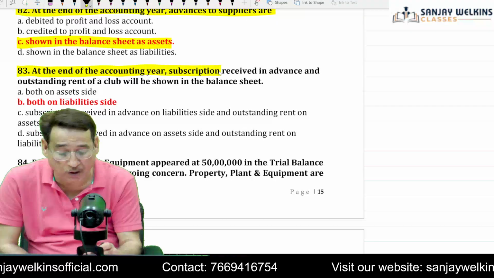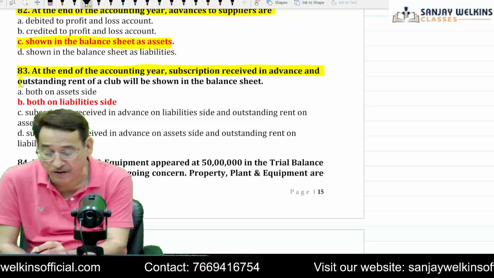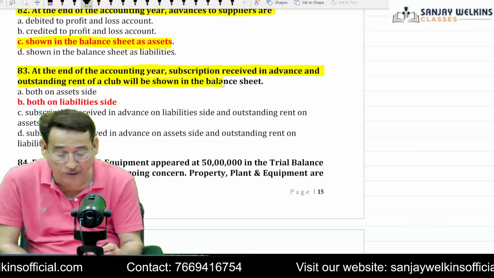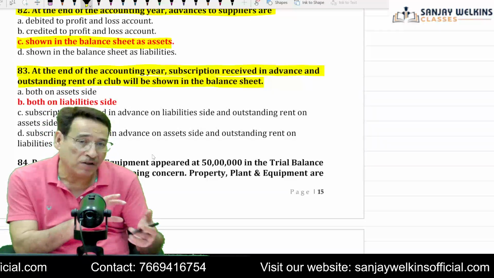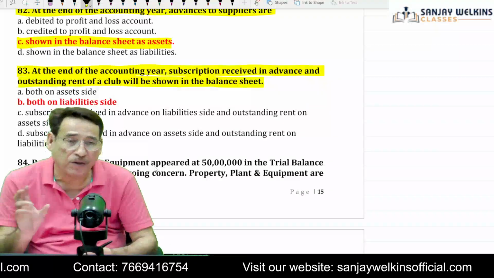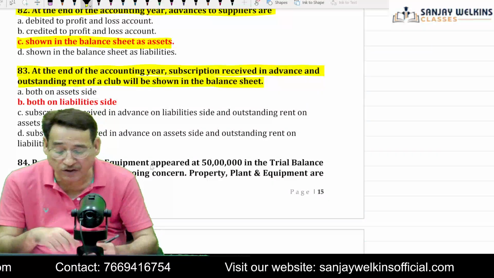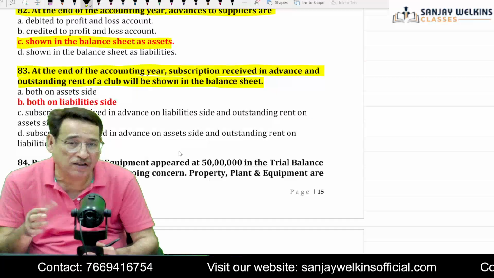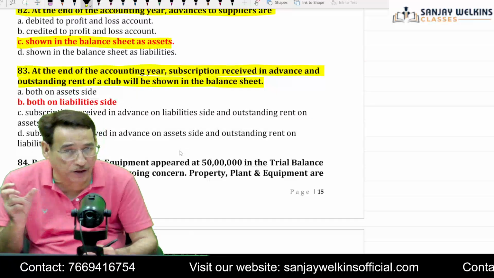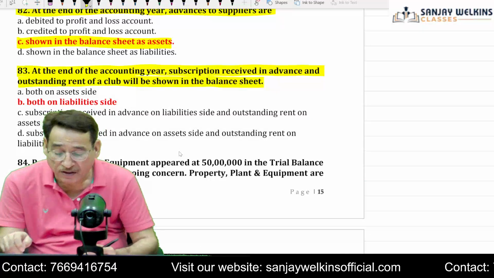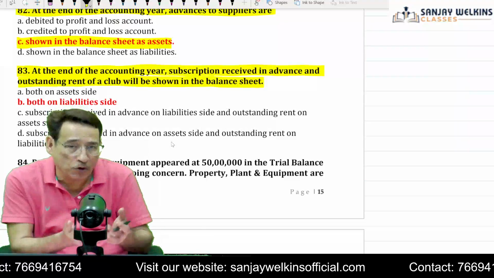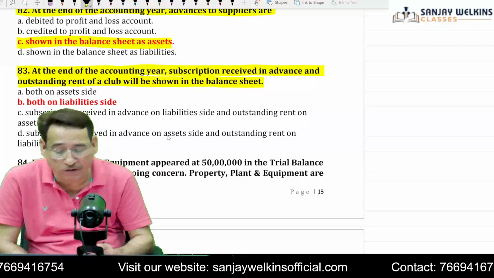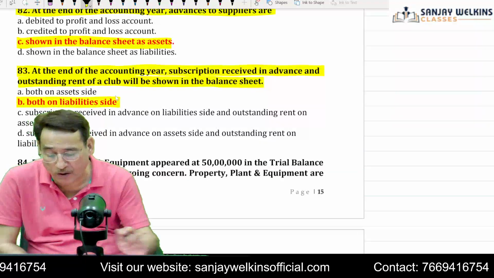At the end of the accounting year, subscription received in advance and outstanding rent of a club will be shown in the balance sheet. Subscription received in advance. If you have received subscription in advance, it is an income received in advance, it will be written on the liability side. Similarly, outstanding rent is an expense. You are supposed to pay. Again, it will be reflected on the liability side. So both will come on the liability side.